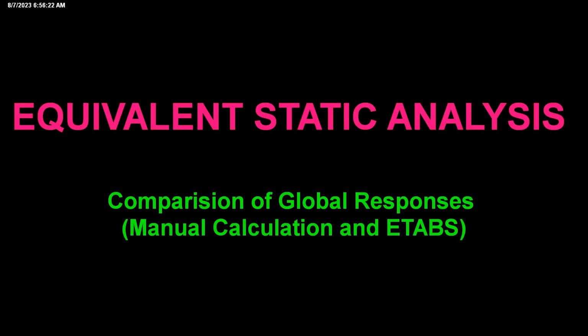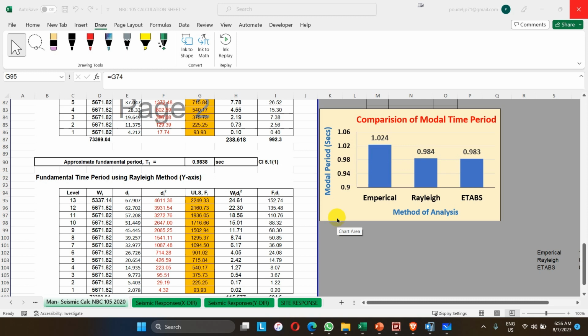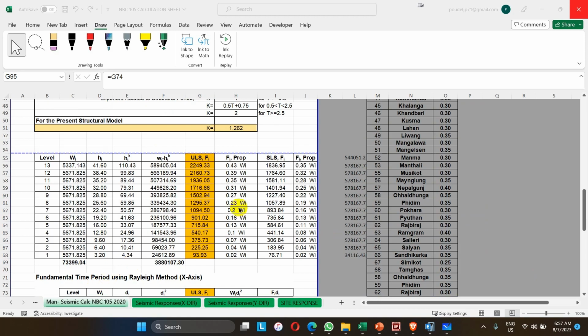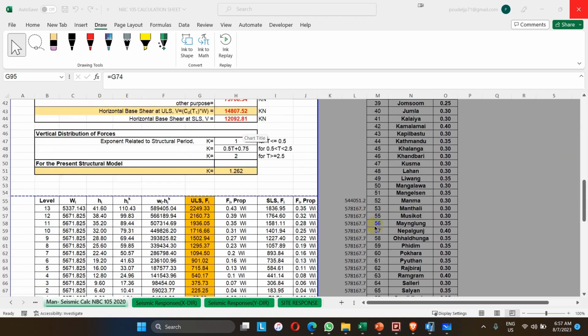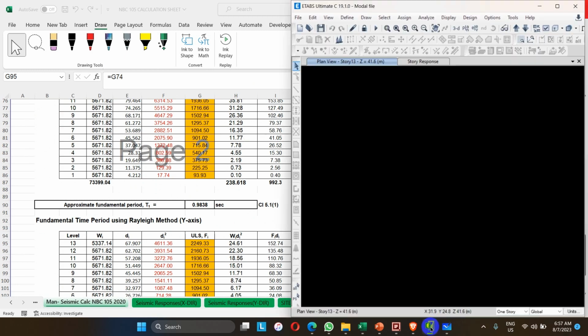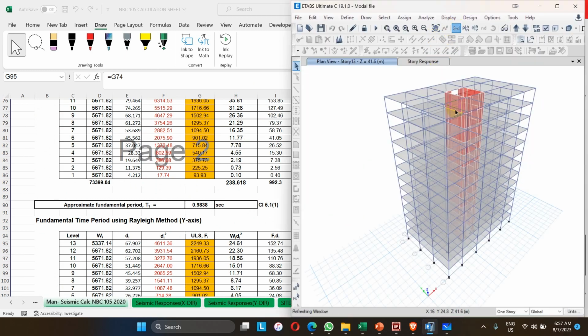Hello everyone, welcome to another video series as a continuation of the code-based seismic analysis procedure. In the previous videos, the modal time period of the structure was evaluated by the empirical formula and by the Rayleigh method as prescribed in the NBC 105:2020, and the values were compared with ETABS. In ETABS we got a time period of 0.983 seconds. Similarly, by the Rayleigh method we got a similar result of 0.984 seconds, and from the empirical formula we got the modal time period of this structure as 1.024 seconds.